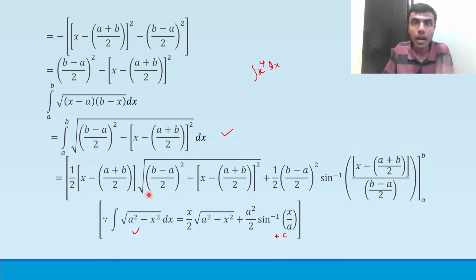Next, under root of a square minus x square. This comes as it is. That means this entire under root will come as it is. That's why I wrote it here like this.